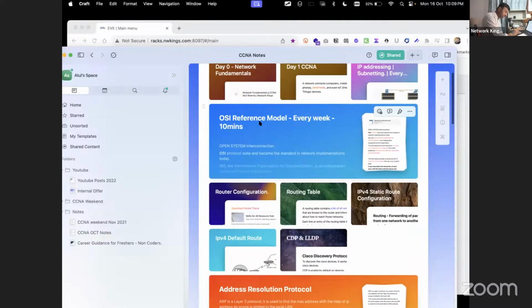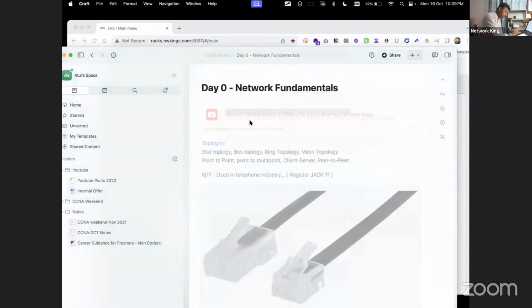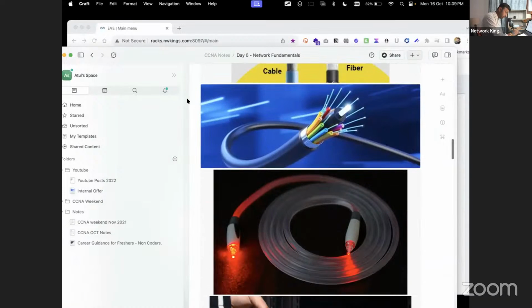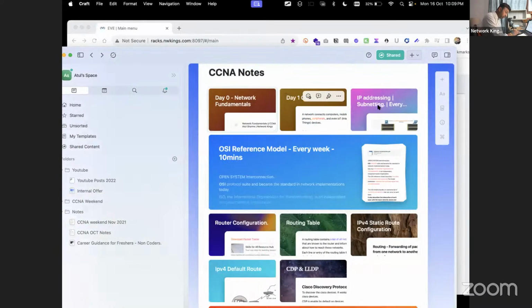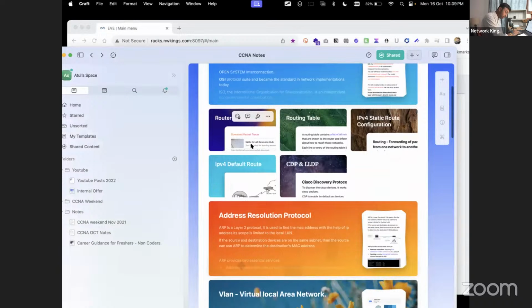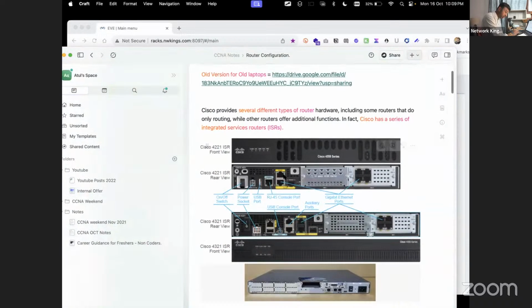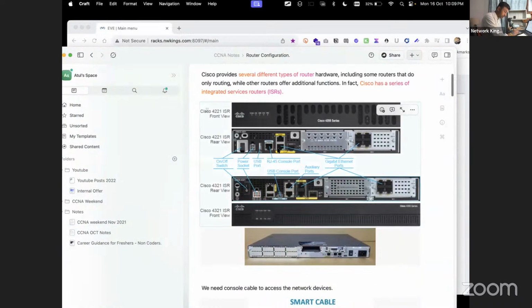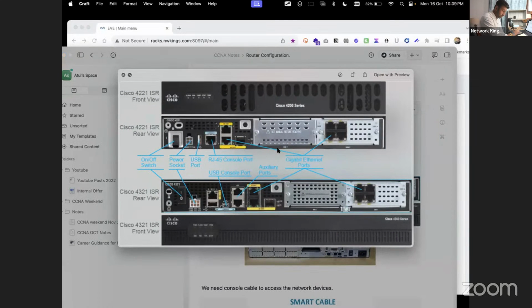So you can see we learn about network fundamentals. We learn about IP addressing. We learn about router configuration. So look, this is everything about the router. You can zoom in also. You can see all the routers, the model number and all.